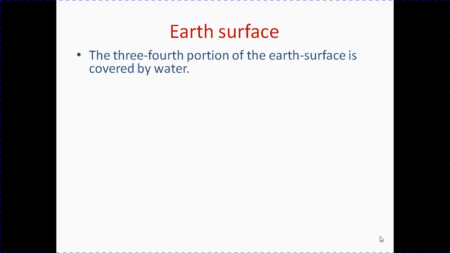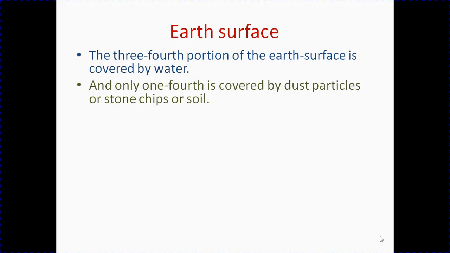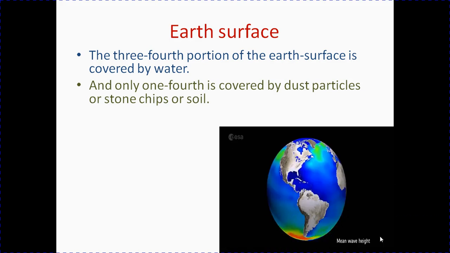The 3/4 portion of the Earth's surface is covered by water, and only 1/4 is covered by dust particles or stone chips or soils. Look at the picture. This picture shows you the blue portion means the watery surface and the ash portion means land surface.